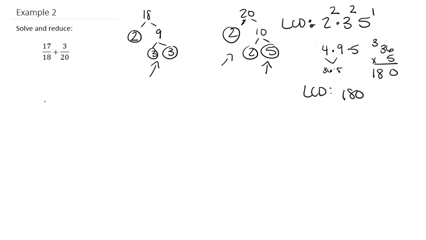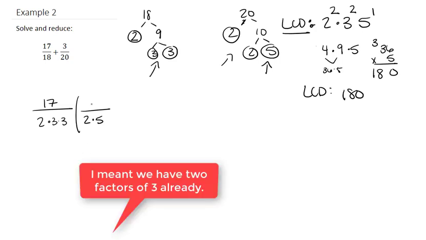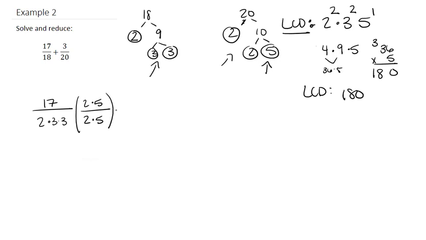Now, if we were to break this down, 17 over 18, that's 2 times 3 times 3. What we will do is multiply by the missing factors. So we notice that in our least common denominator, we have 2 2's. So we need to add another 2, or multiply by 2. We do have 3 2's, but we just need a 5. So we're going to need to multiply this number on top and bottom by 2 and 5, or 10.